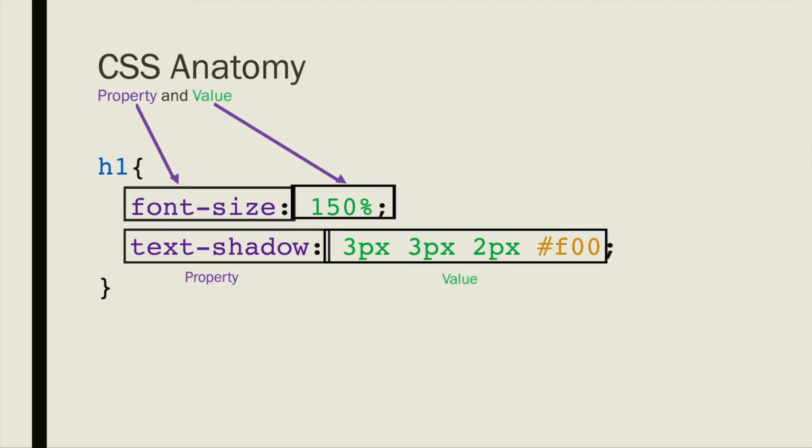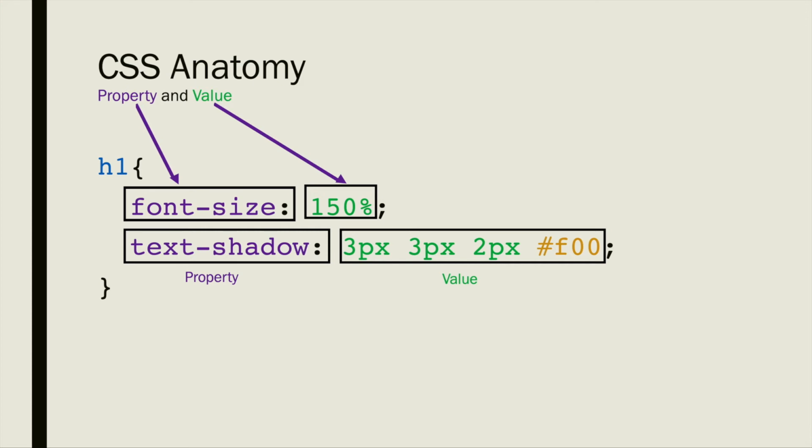Speaking of property and value, each of these declarations has the property that is in purple and the value that is in green and gold. So a property is a characteristic such as color or font size. Certain properties are only applicable to certain elements. A property is immediately followed by a colon, a space, and finally its value. It is common to alphabetize declarations by property.